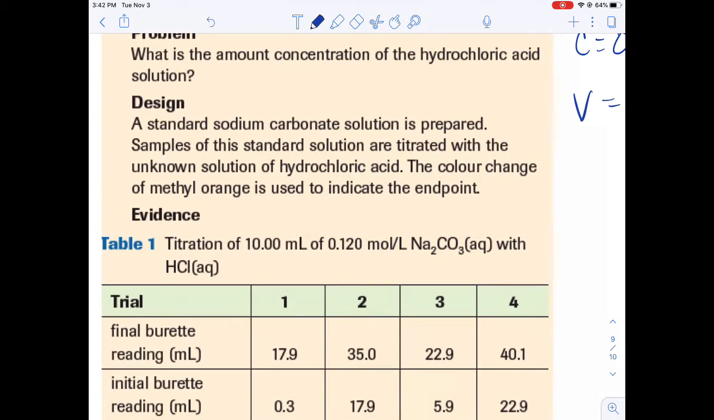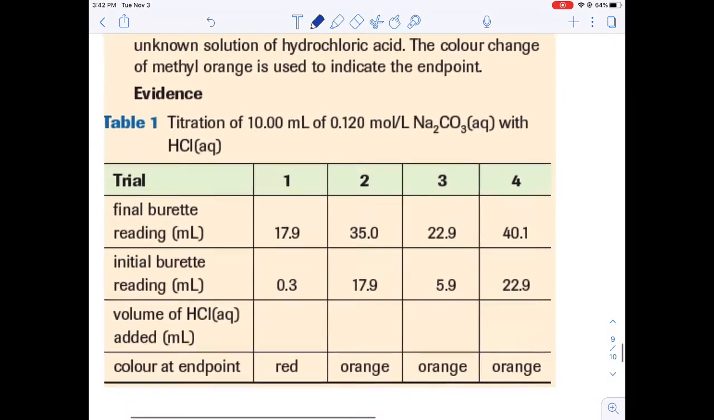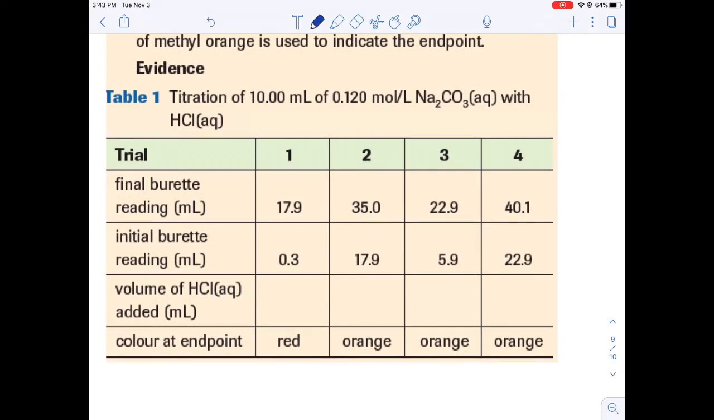So a standard sodium carbonate solution is prepared. Samples of the standard solution are titrated with an unknown sample of hydrochloric acid. The color change of methyl orange is used to indicate the end point. So they've got titration of 10 milliliters at 0.12 mole of sodium carbonate with hydrochloric acid.